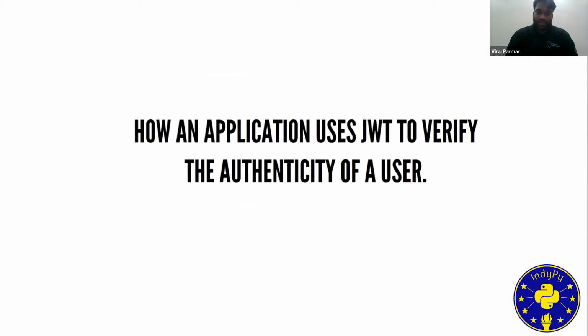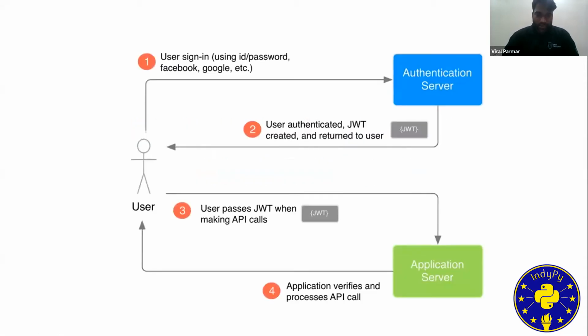But if we talk about JWT, this is how it works. Here, user is now trying to access a website. So the request is generated and it is sent to the authentication server first. Then the authentication server authenticates the user and creates a JWT token and returns it to the user, and that user passes the JWT token or makes API calls to the application server. It goes to application server, and application verifies the token, processes the API call and sends it again to the user.